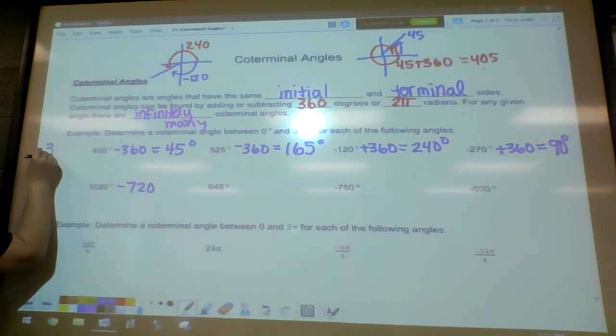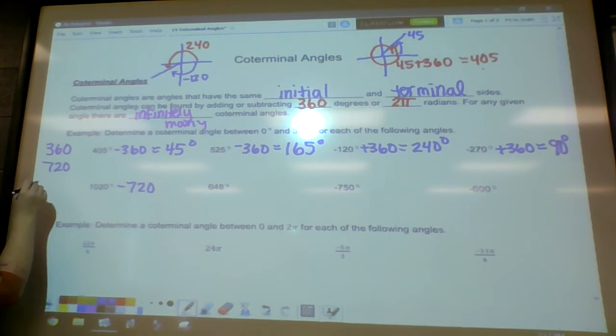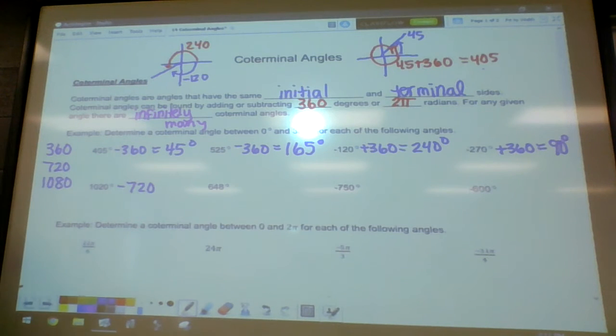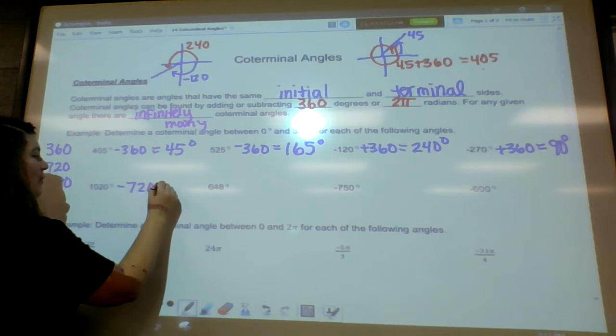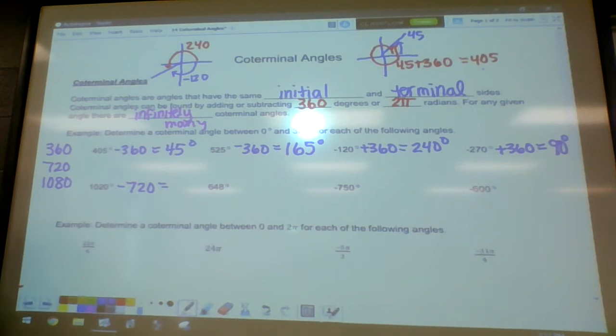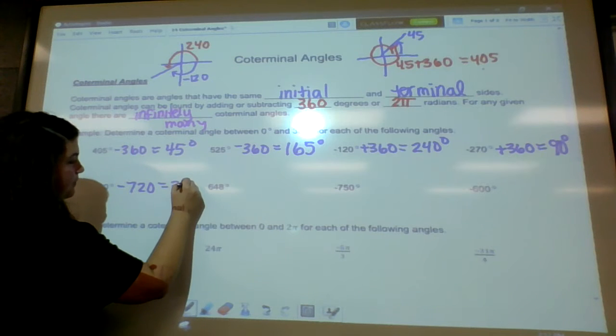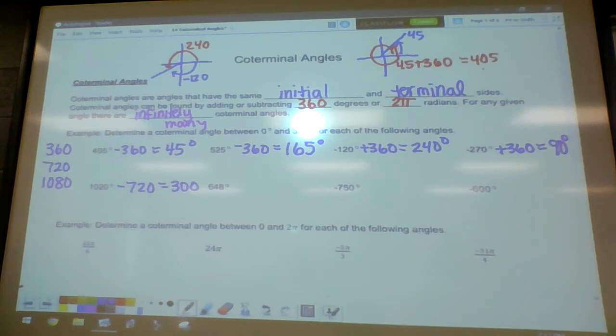So 360, right, is one time around. 720 is two times around. What would be three times around? 1080. And then if you wanted to keep going, you could add another 360. So you don't have to just add a 360. If you know automatically that it goes around more than once, you can go ahead and add or subtract more than that. All right, so 1020 minus 720 is 300.